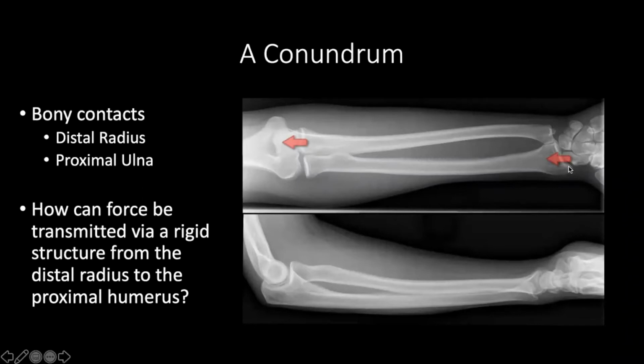Well, in order to do that, the radius is articulating with the scaphoid, but the radius does not transfer forces to the humerus. It's the ulna that is articulating with the humerus. So how do we get the forces from radius to ulna? A bit of a dilemma. Well, that's happening through the interosseous membrane.